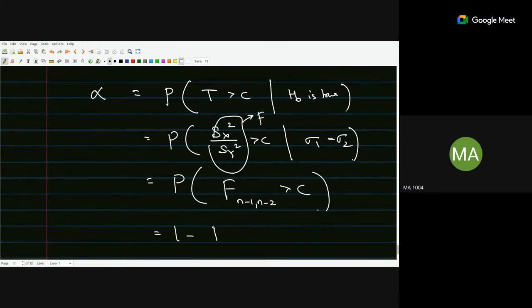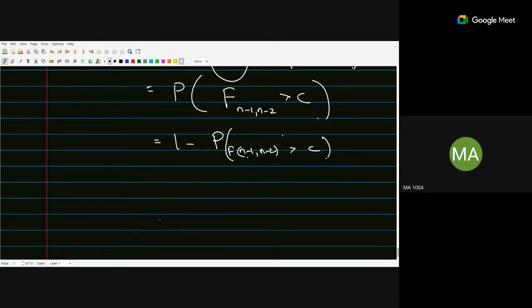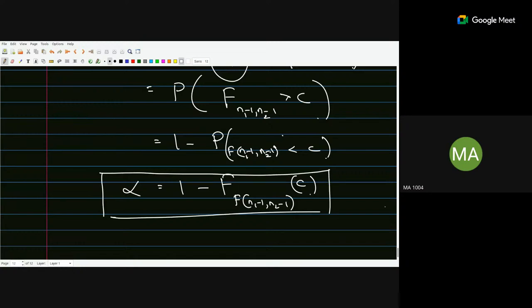So this is 1 minus the probability that F with n1 minus 1, n2 minus 1 is greater than C. Right. And then we have 1 minus F with n1 minus 1, n2 minus 1 of C, this is less than. Like this we have reached, and this is what we concluded for alpha. What am I missing here? Am I missing something, or is whatever we did correct?